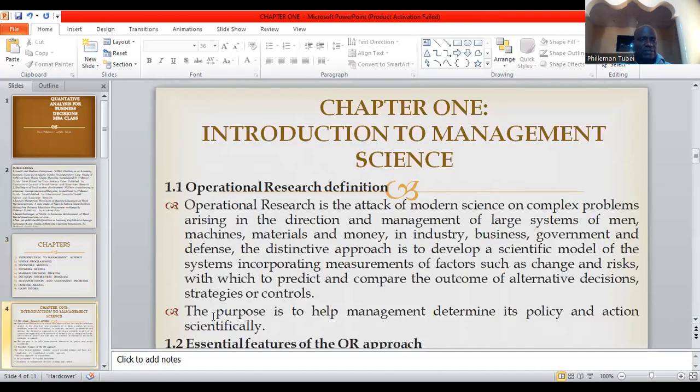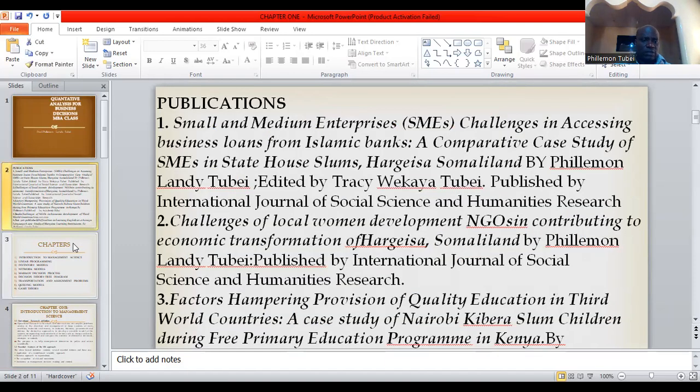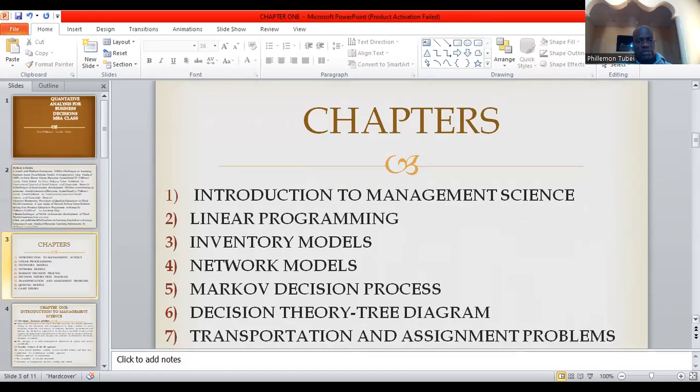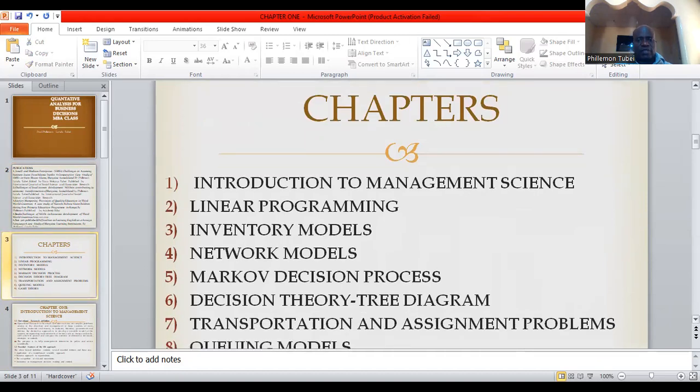Then we shall move to decision theory, where we are going to use tree diagrams and probability concepts for us to be able to predict and to do probability analysis and be able to come up with what we may want to produce or what we may want to purchase or procure into our business.